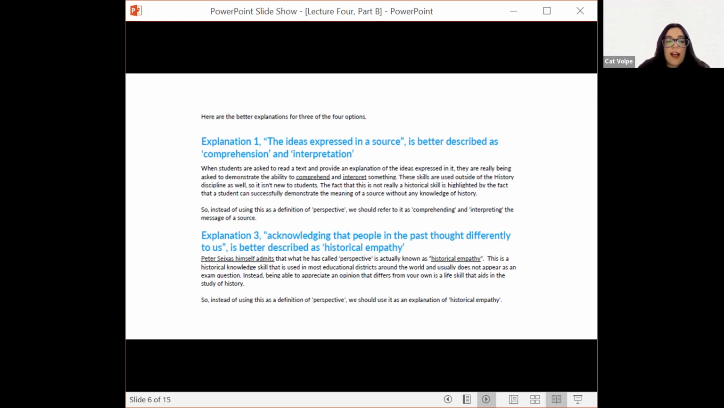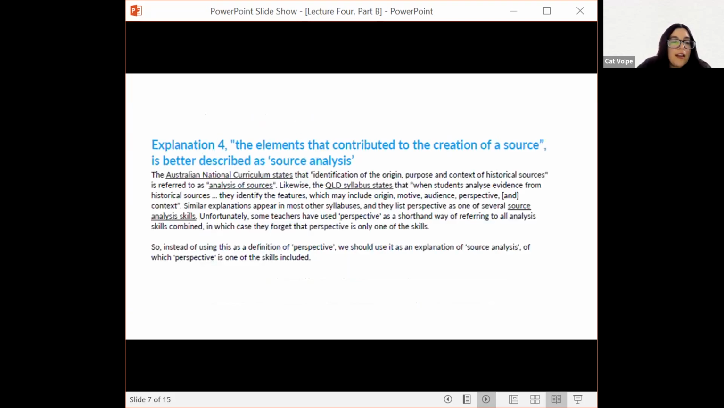So thinking about how others thought differently to us, that's being empathetic. It's not really looking at perspective, it's being empathetic, okay? And number 4, the author says this is more source analysis, which is not necessarily attributed to perspective. Well, I mean, these may or may not be true. This is just what the author's saying.